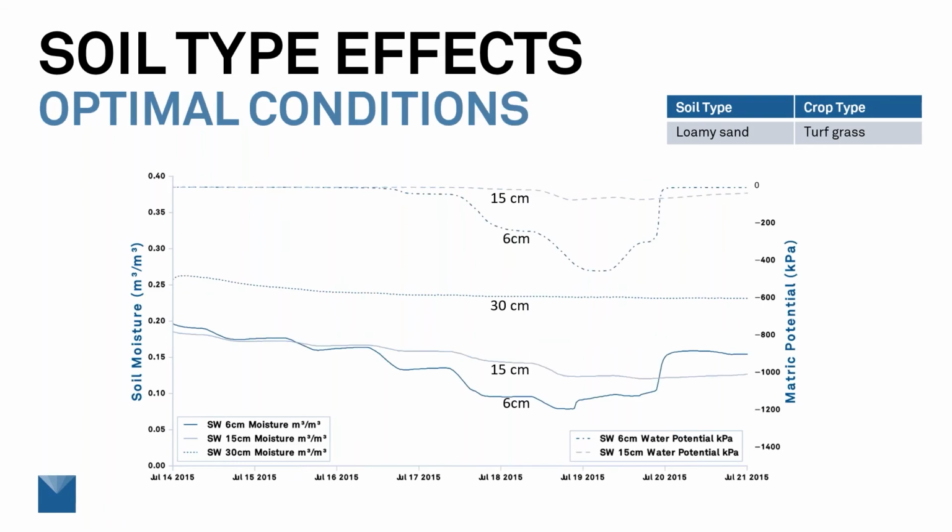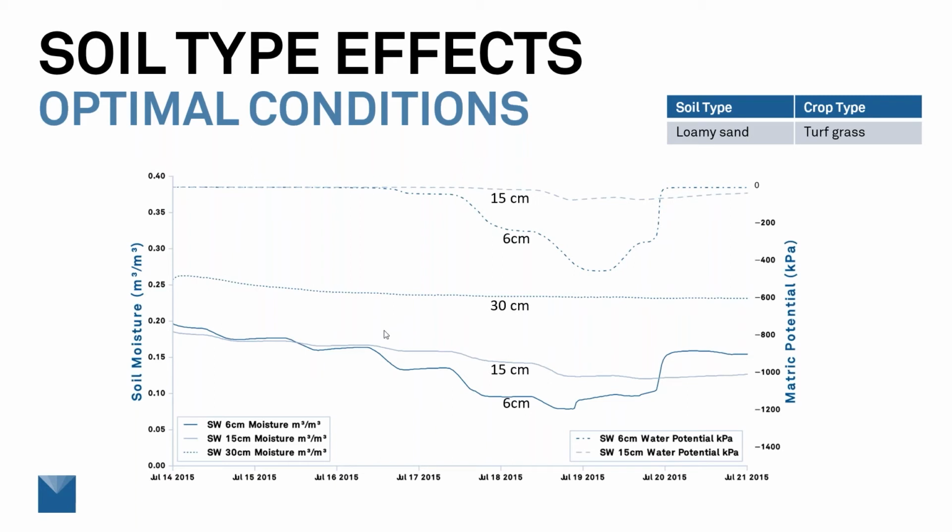If we change now and look at what happens in this loamy sand at optimal conditions, we see some pretty cool detail. Here in the 6 centimeter level, we see a flattening off during the night and a drop during the day of our water content signal.